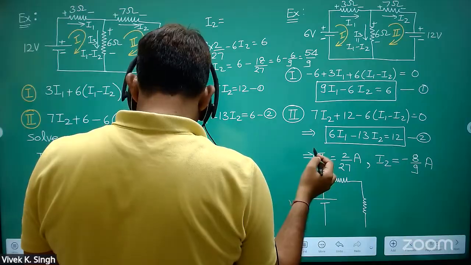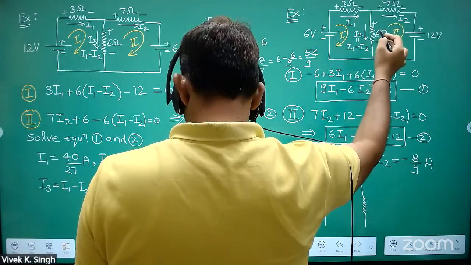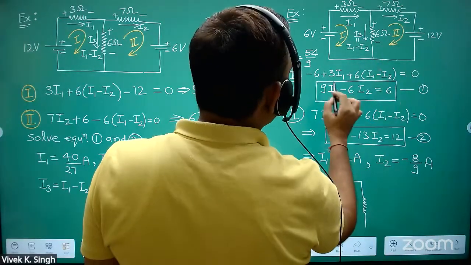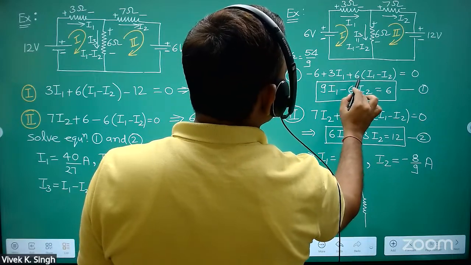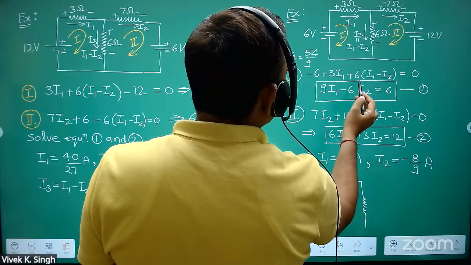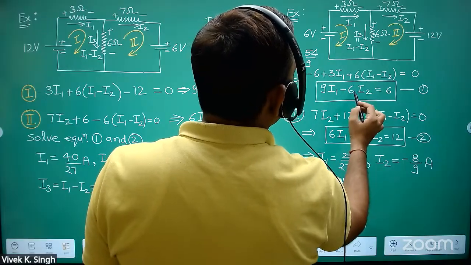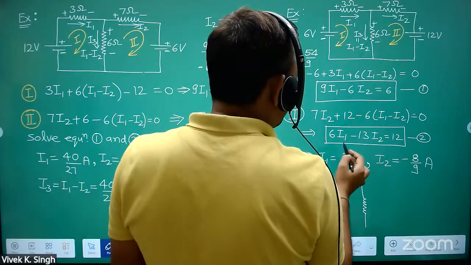Just let me check here. 6 volt, 3 ohm, this is 6 ohm, this is 7 ohm, and this is 12 volt. So let's check the equation. Minus 6 plus 3 I1 plus 6 I1 minus I2 is 0. So this will give you 9 I1 minus 6 I2 is 6 volt. This equation is correct. Then you have 7.